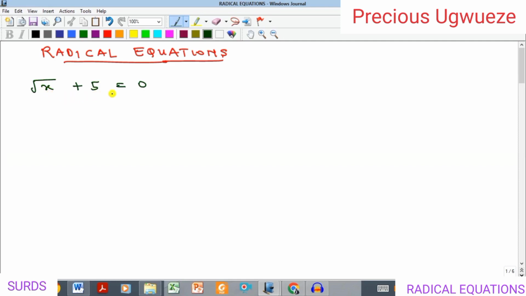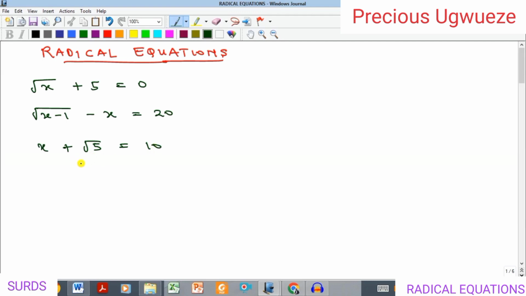Now, there are other examples, such as the square root of x minus 1, maybe minus x again, equal to say 20. This is also a radical equation. But if I have an equation such as x plus, say, the root of 5 is equal to maybe 10, this is not a radical equation, even though there is a presence of a radical here.